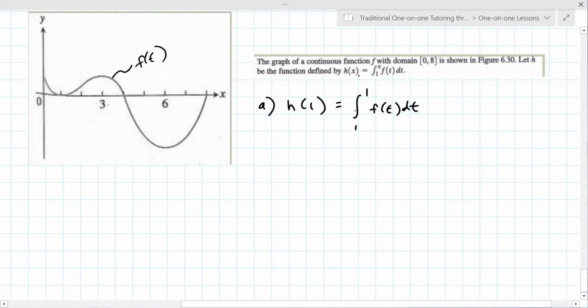And you might be thinking, well, how can I do that? But because the limits are the same, this is 0. It doesn't matter whether it's 1 to 1, 8 to 8. If the limits are the same, it's always 0.